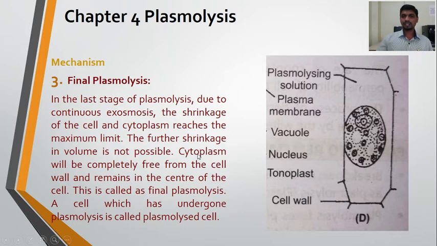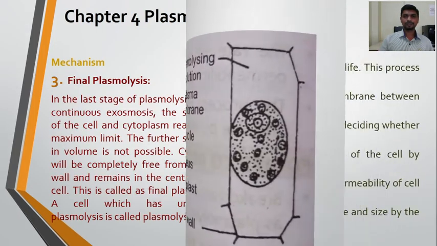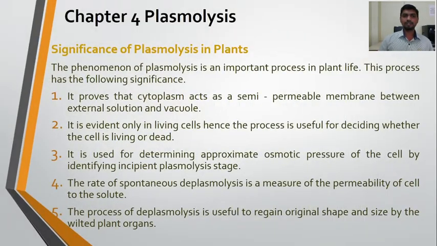So here the plasmolysis takes place in 3 stages: incipient plasmolysis, evident plasmolysis, and final plasmolysis. These are the stages of plasmolysis, and we can explain the mechanism of plasmolysis with the help of these 3 stages. Now, the significance of plasmolysis in plants. The phenomenon of plasmolysis is an important process in plant life. This process has the following significance.